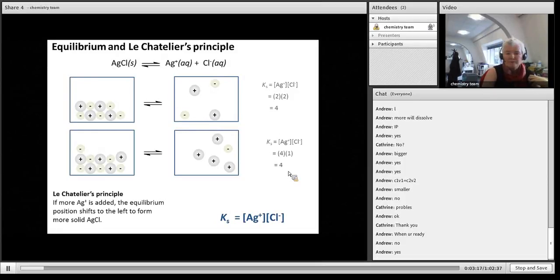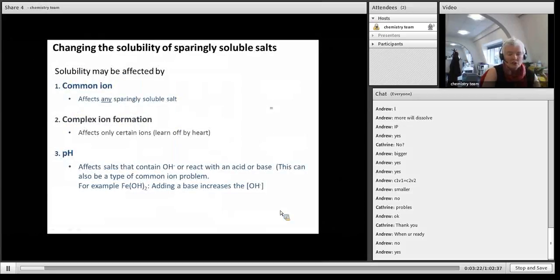Right. Okay. And then we'll just flick through that. Now, we can change the solubility through your stress, or put a change in. There is a temperature one, but the common ones they talk about, and you have to explain, is the common ion. That's what we've just done: we added silver ions to our silver chloride solution. Then complex ions, and these you do have to learn off by heart, and then the pH. A pH will affect any salt or system that is affected by either hydrogen ions or hydroxide ions.